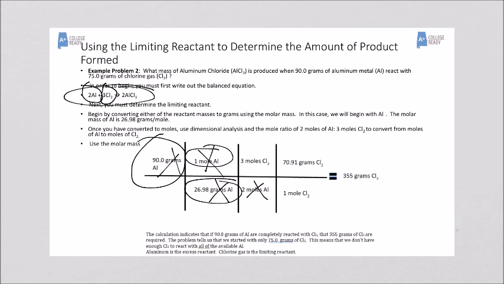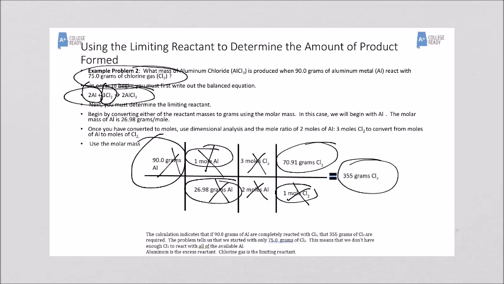And then I'm going to use the molar mass of chlorine gas. 1 mole is 70.91 grams. I'm going to multiply across the top and divide by the bottom and get 355 grams. That tells me that if I start with 90 grams of aluminum, I need 355 grams of chlorine to react with it. I only have 75 grams of chlorine. I don't have as much as I need. That tells me that chlorine is the limiting reactant.